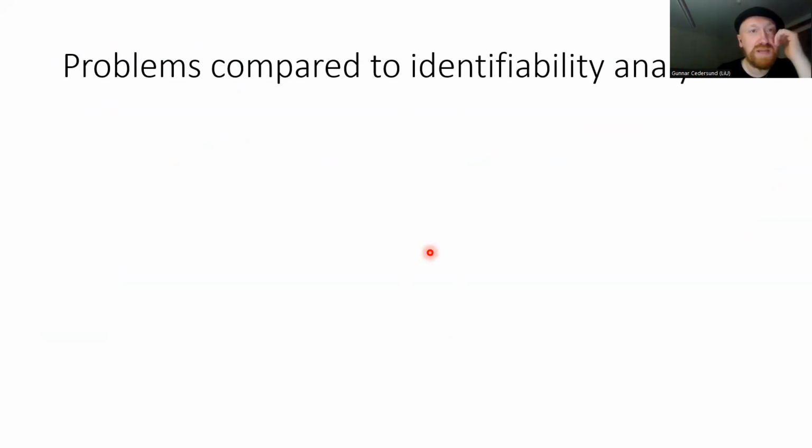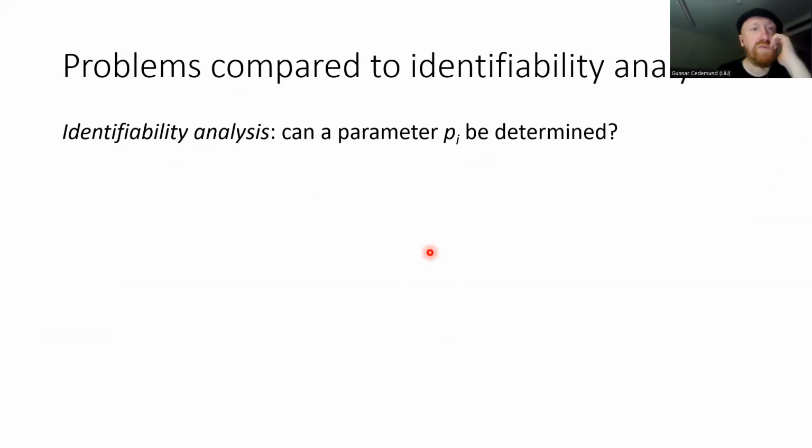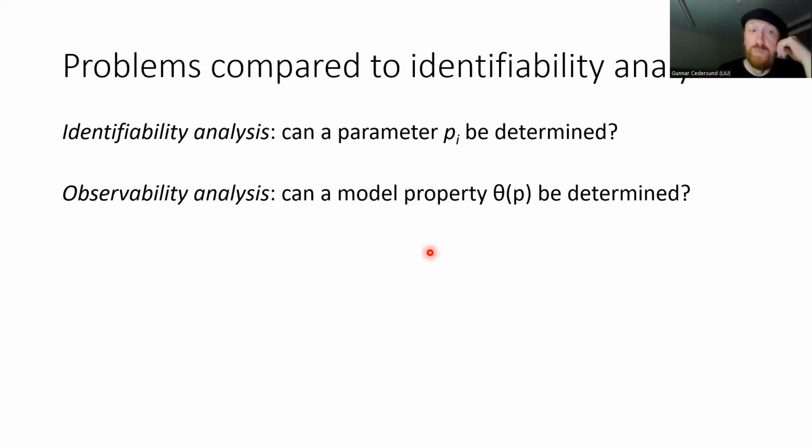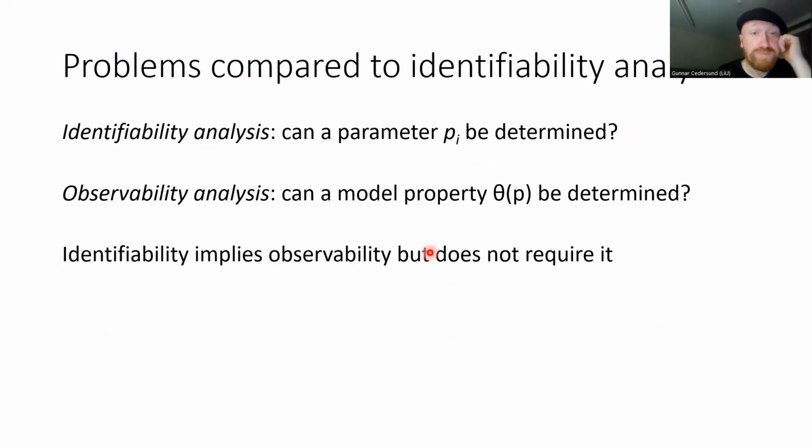Okay, so now we understand the importance of having the uncertainty of a prediction. So let's understand why we can't just apply the identifiability analysis that we already did. So again, identifiability analysis asks, can a parameter p_i be determined? Observability analysis asks, can a model property, theta or y_pred, or whatever you want to call it, be determined?